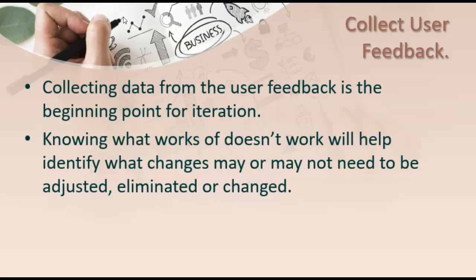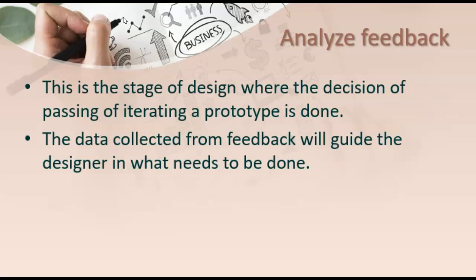Collect user feedback. Collecting data from the user feedback is the beginning point for iteration. Knowing what works or doesn't work will help identify what changes may or may not need to be adjusted, eliminated, or changed. Analyze feedback. This is the stage of design where the decision of passing or iterating a prototype is made. The data collected from feedback will guide the designer in what needs to be done.